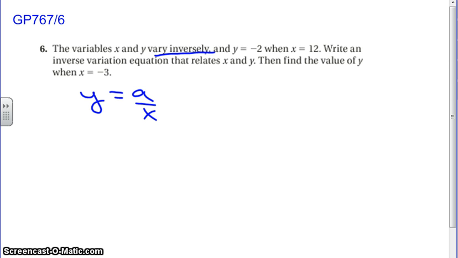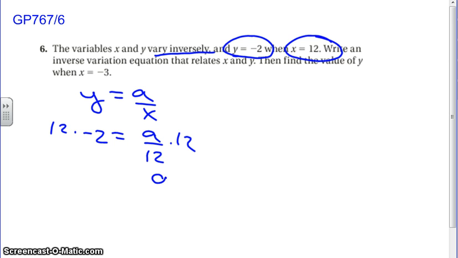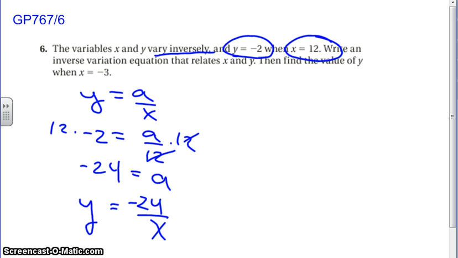Okay, so who can substitute into this equation now? They're telling you that x and y vary inversely when y is this and x is that. So where does that go? Oscar. -2 equals a over 12. Good. And so we multiply by 12, and what is a equal to? -24. So now can you give me the equation then? Yeah, y equals -24 over x, right? There's the equation that we got.